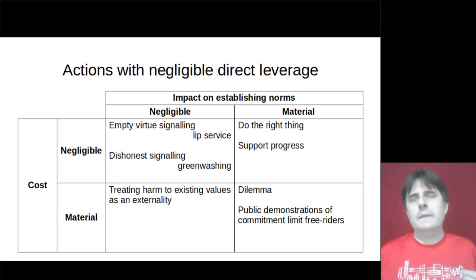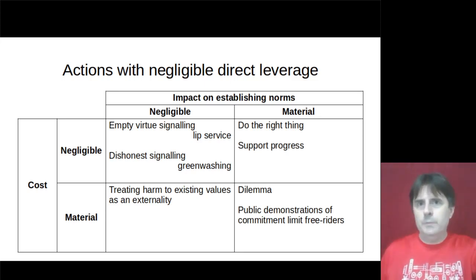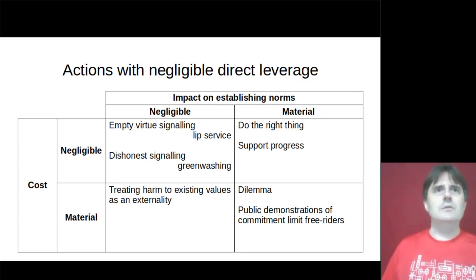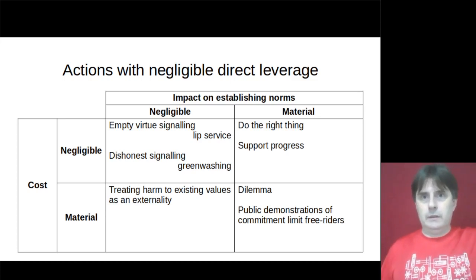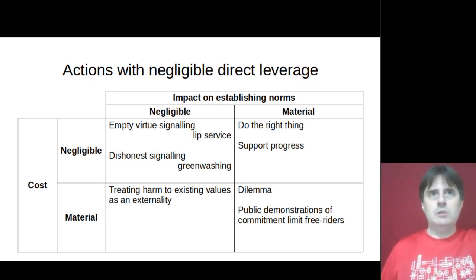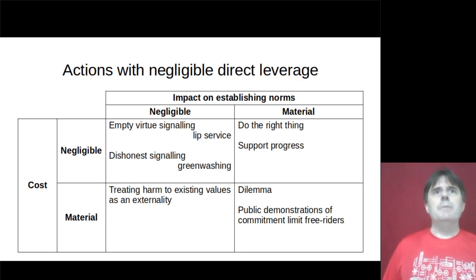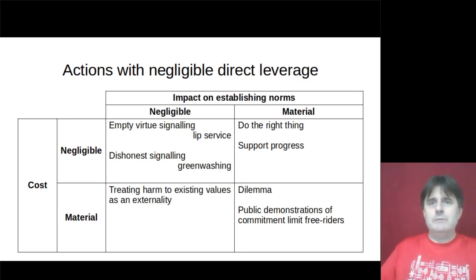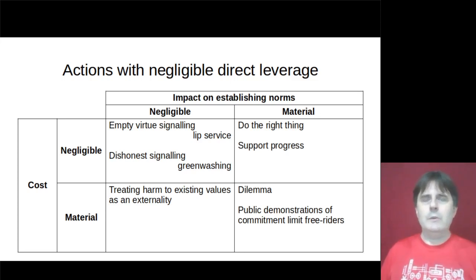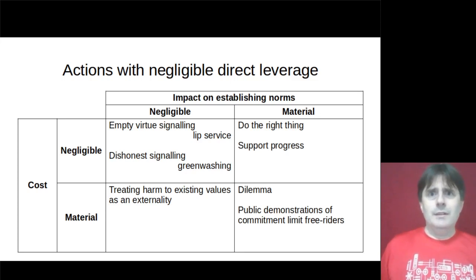But let us suppose that the benefits of this indirect action, establishing and strengthening norms, is something that we care about. We face a dilemma. Either we decide that the harms I've described are acceptable in return for this particular gain, clearly what is believed by those who are promoting it. And this is great, public demonstrations of commitment to limit free riders, unlike the lip service and greenwashing cases. But what happens if you conclude, as I have, that these harms are unacceptable?